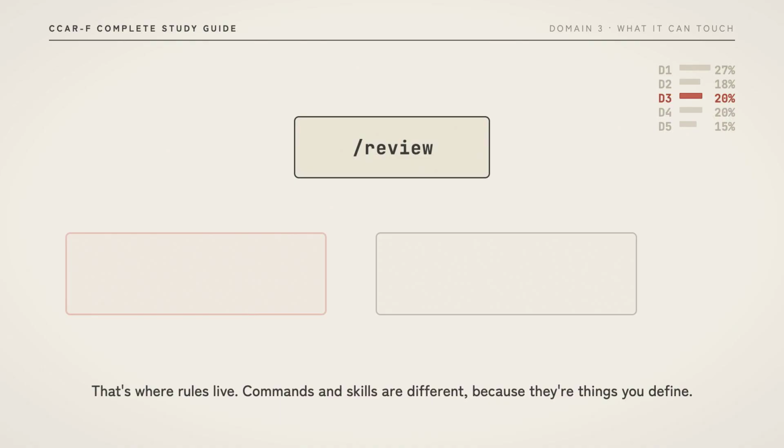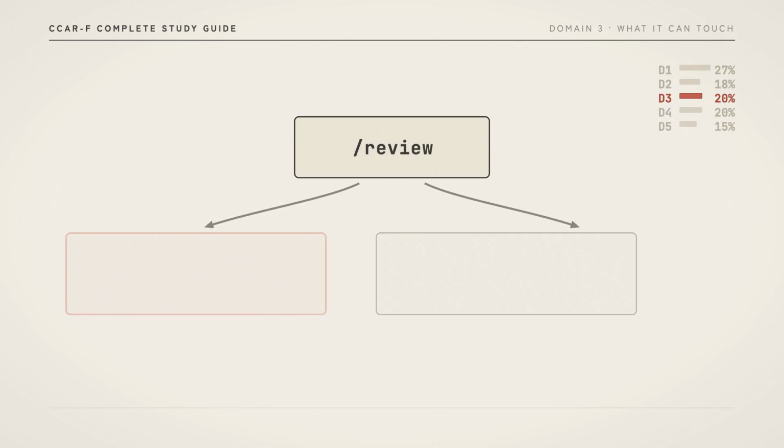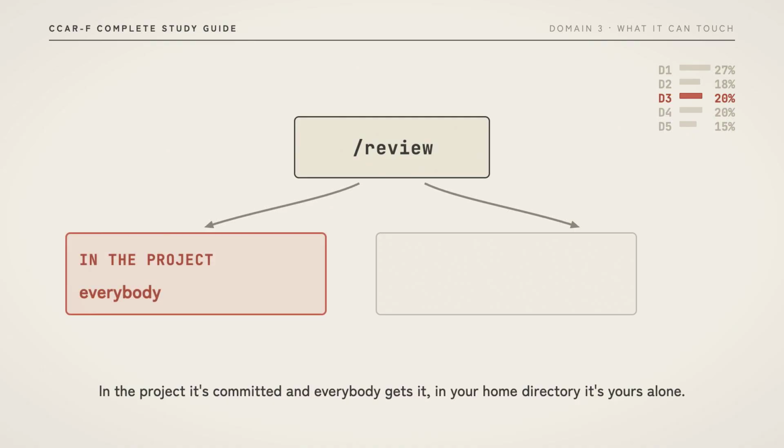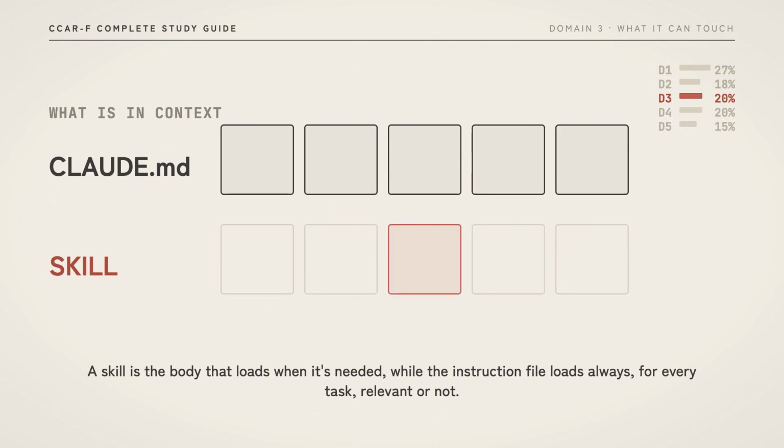That's where rules live. Commands and skills are different because they're things you define. A / command is a file, and where that file sits decides who's got the command. In the project, it's committed and everybody gets it. In your home directory, it's yours alone. A skill is the body that loads when it's needed, while the instruction file loads always for every task, relevant or not.